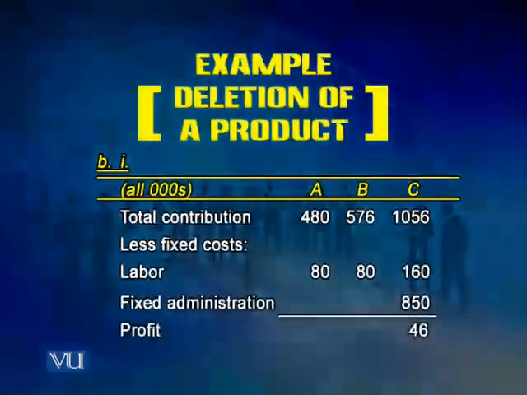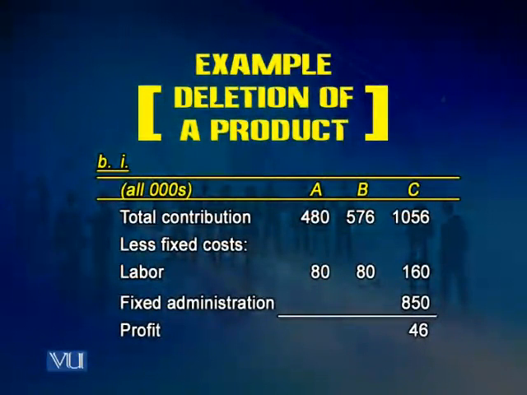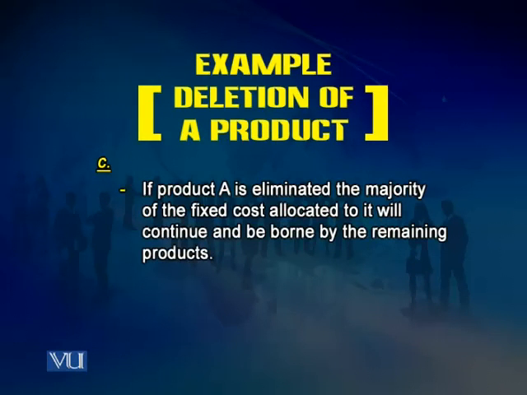Without product A, the profits are 46. With product A, the profits were much higher, and therefore it has to be seen that including A and not including A, the decision has to be based on marginal costing basis and on a relevant costing basis, and therefore the company's profits are going to be maximized when information is looked at in this way. Part C, if product A is eliminated, the majority of the fixed cost allocated to it will continue and be borne by the remaining products.